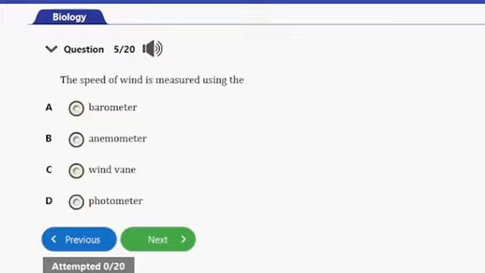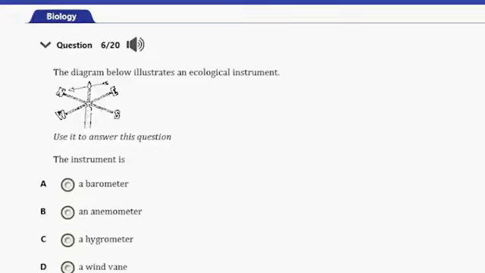Question number 5. It says, the speed of wind is measured using the A, barometer, B, anemometer, C, wind vane, and D, photometer. So guys, the answer to this question here is option B, and that's anemometer. So let's look at the next question.